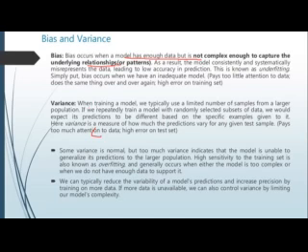Then variance: when we are training a model, we typically use a limited number of training samples from a larger population. Remember, if you repeatedly train a model with a randomly selected subset of data, we would expect its predictions to be different based on the specific examples given to it. So like this, so many things are there.